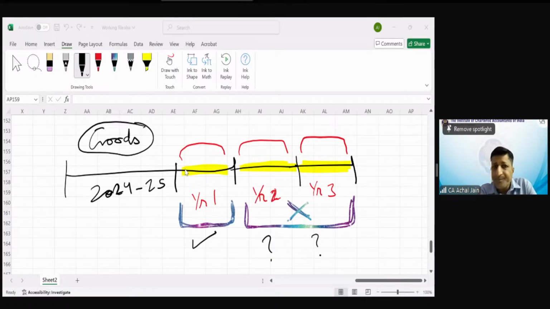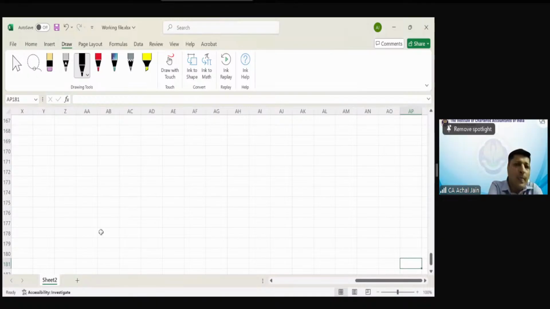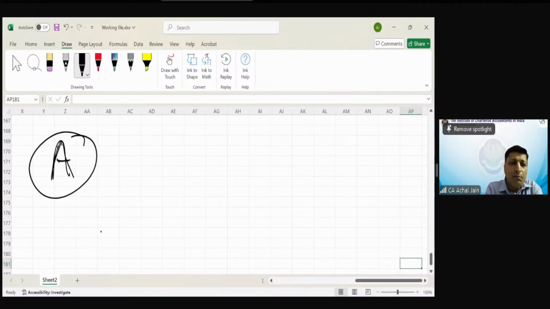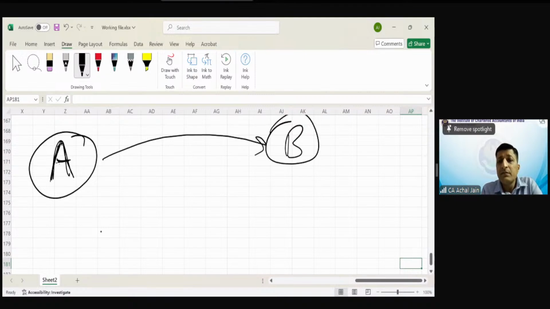Let's suppose A has a property, but instead of purchasing it in his own name, A got this property purchased in the name of B. So actually, the owner is A, because he got this purchased in the name of B. So that is what you call Benami property.